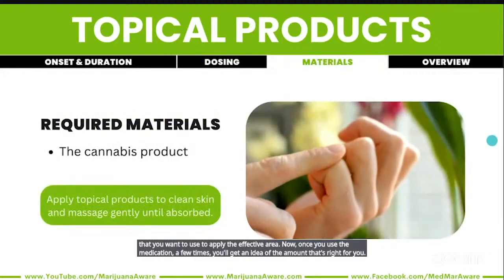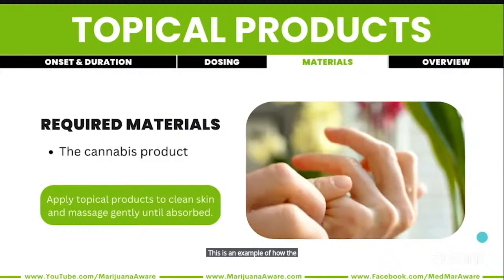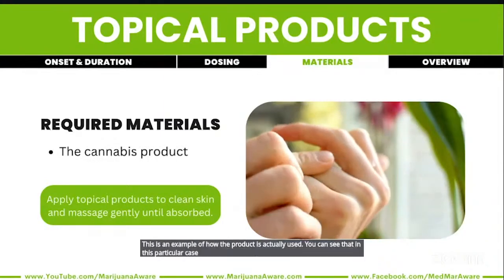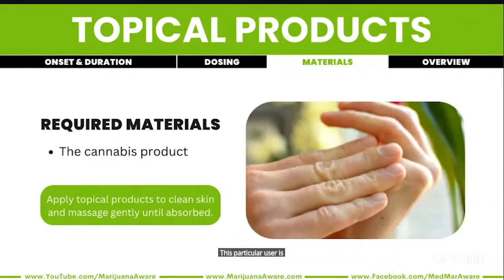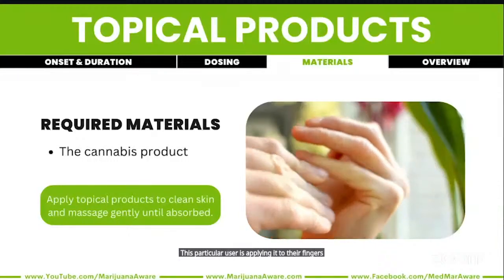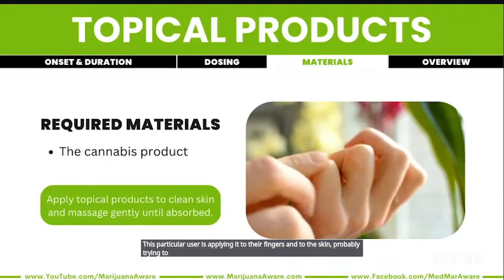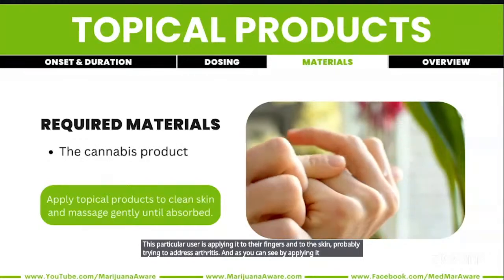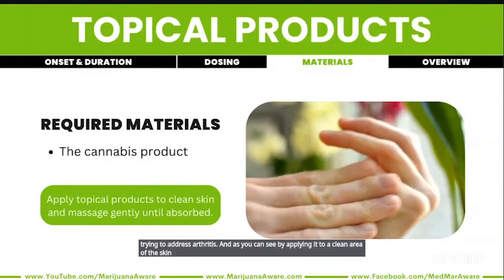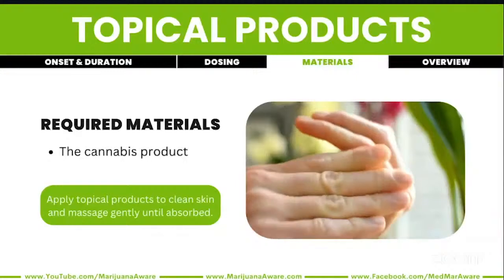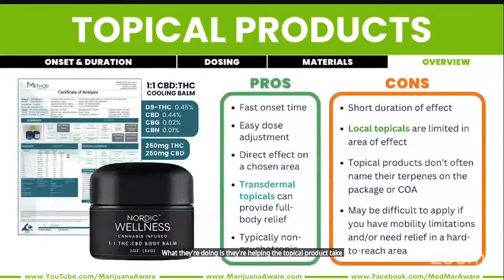This is an example of how the product is actually used. You can see that in this particular case, this user is applying it to their fingers and to the skin, probably trying to address arthritis. And as you can see, by applying it to a clean area of the skin and massaging it in, they're helping the topical product take effect. So what are the pros and cons?